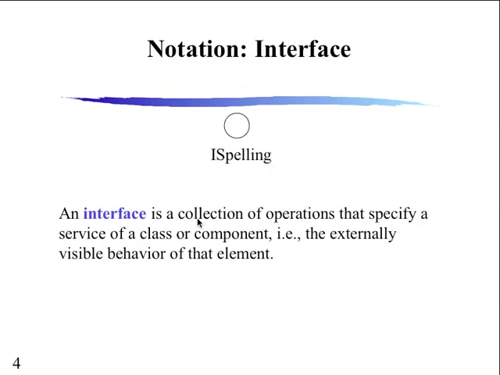Then we have this thing called an interface. And the interface notation is a circle. And it says "is spelling," or "I spelling." So an interface, by definition, and here are the definitions underneath it here: a collection of operations that specify a service of a class or component, the externally visible behavior of that element.